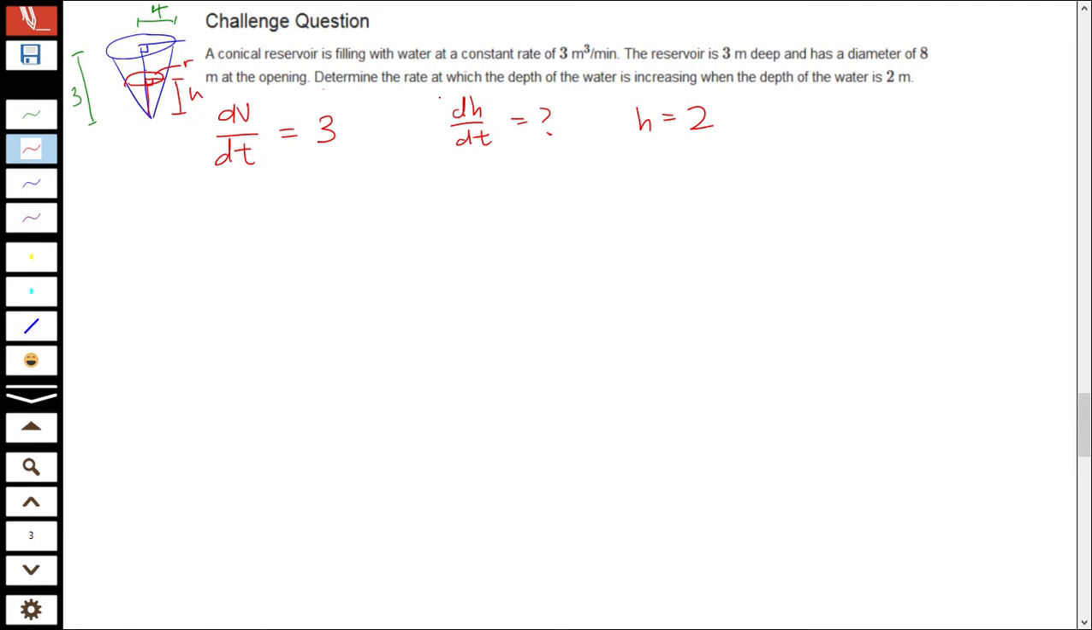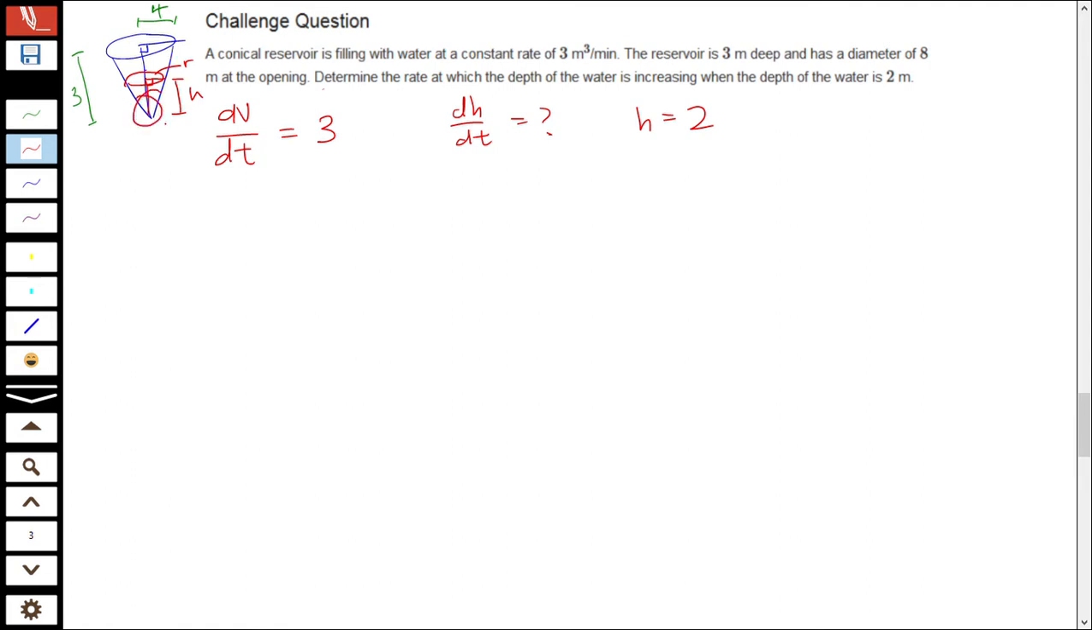And it's not going to be just 3, because this is in meters cubed. Okay, so that's how much the volume is changing, but that's not how the height is changing. Actually, you'll realize that usually in the beginning, because here it's a lot narrower, it's going to fit a lot more volume.